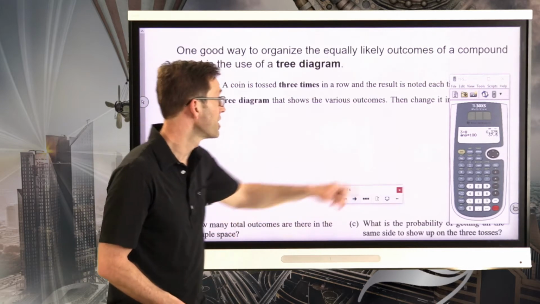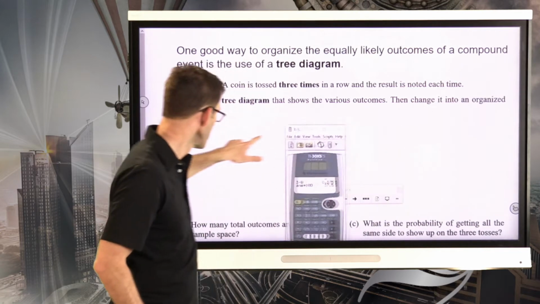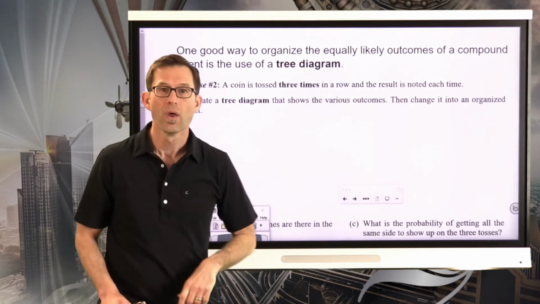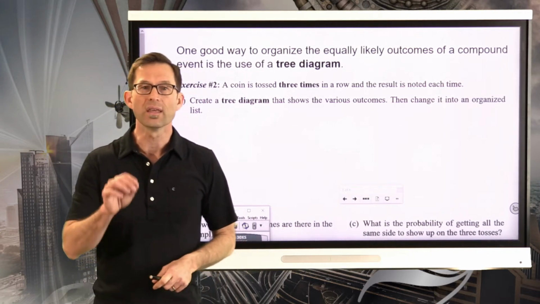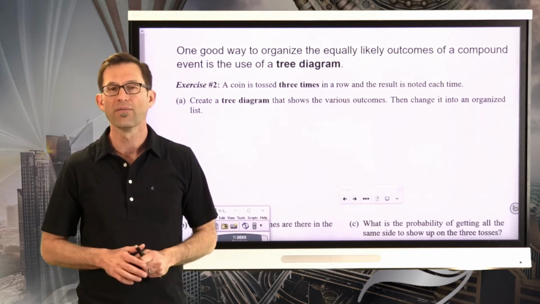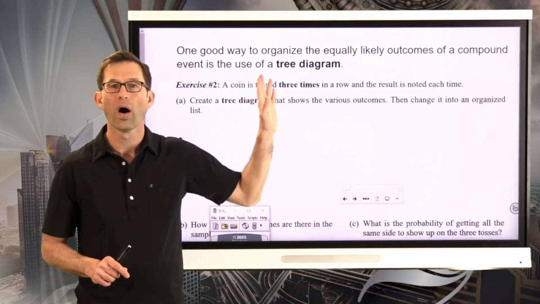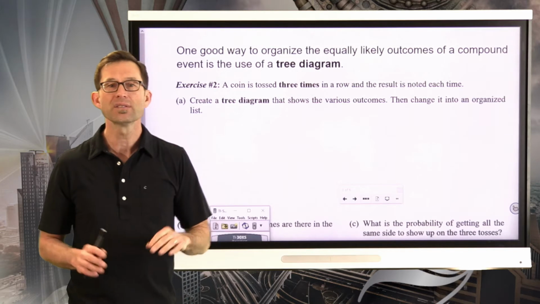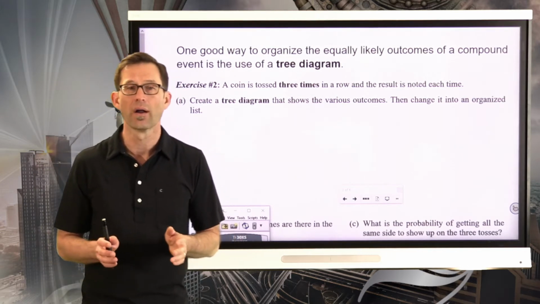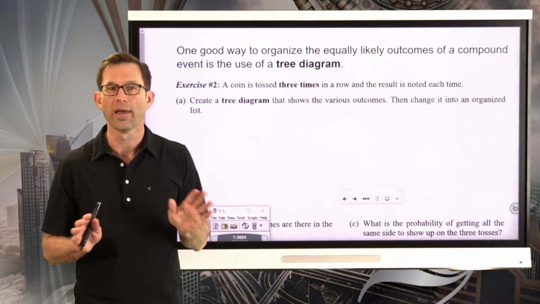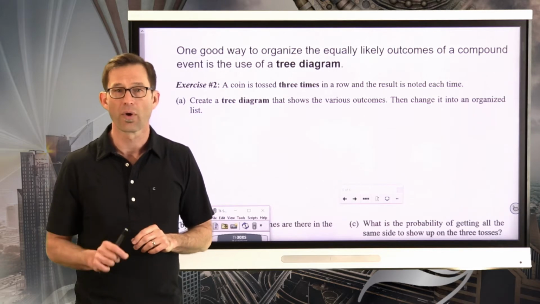So let's take a look, and let me move my calculator a little bit out of the way. All right. One good way to organize the equally likely outcomes of a compound event is by the use of what we call a tree diagram. And these can be rather confusing for students, so let's make sure that we really lay one out together in the first problem.